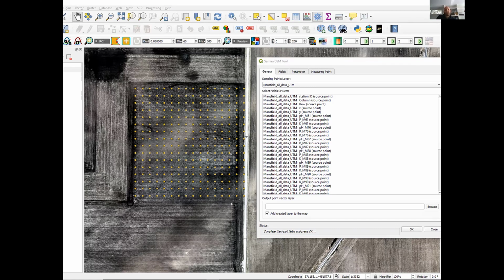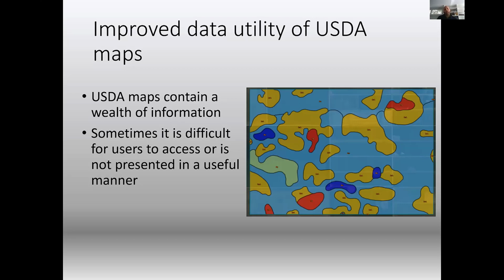The other area we're working on is improving the utility of existing USDA data. Like I mentioned at the top of the talk, existing soil maps have tons of really valuable information in them, but if any of you are familiar with Web Soil Survey, sometimes it's really hard to extract that data out of those maps. And often it's not in frameworks that are useful.